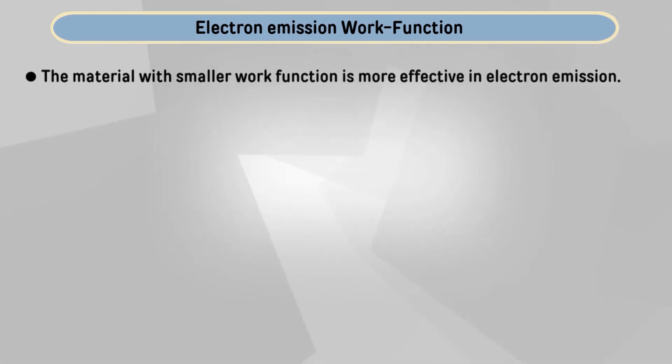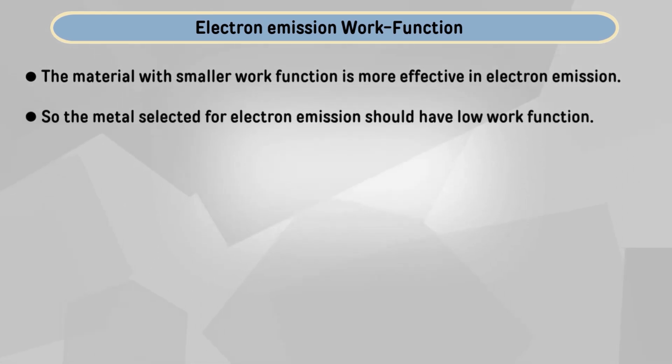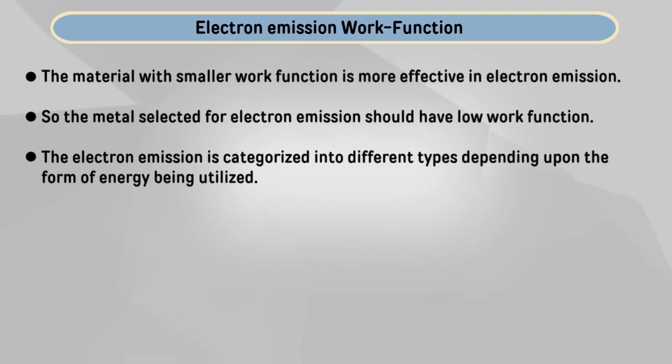A material with a smaller work function is more effective in electron emission. So, if we want to use a material for electron emission, we generally choose a material having a smaller work function. The metal selected for electron emission should have a low work function, and electron emission is categorized into different types depending on the form of energy being utilized. So, we have different methods to give that energy to the system.